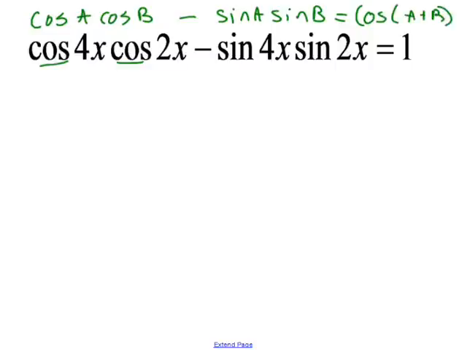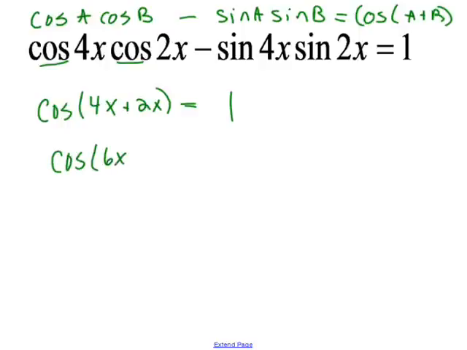So in this case, A is 4x and B is 2x. And so you can write that whole left side as cosine of 4x plus 2x, which is the same thing as cosine of 6x. All right, that's the only thing new. Apply all the rules you've learned in the past. So you figure out inverse cosine of 1, right? Wherever you do plus or minus, and you add the 360k.